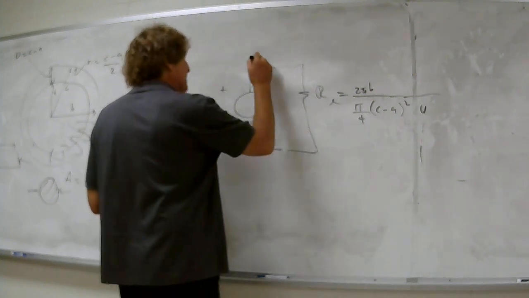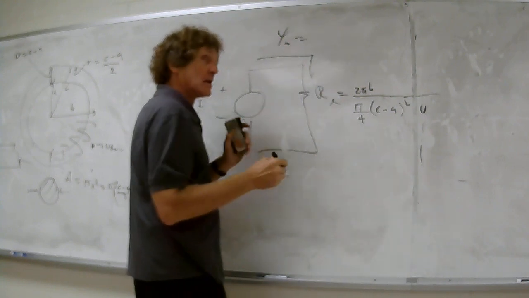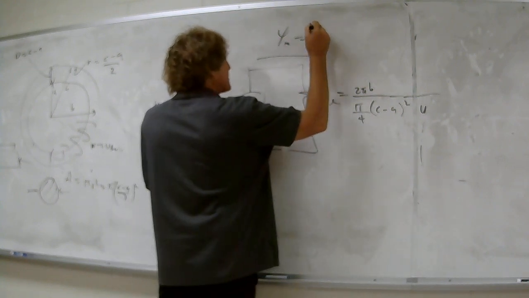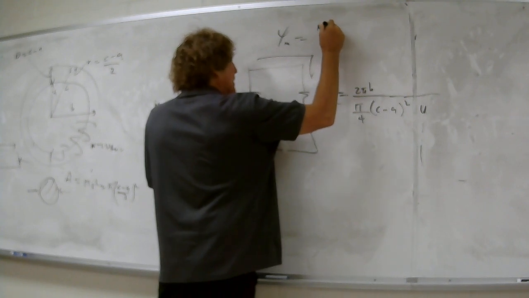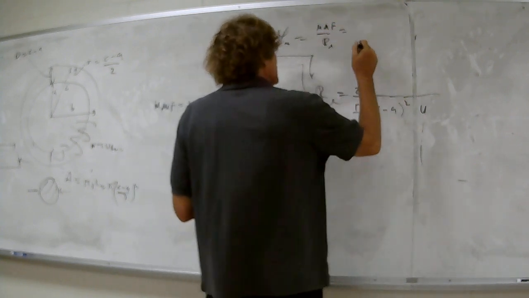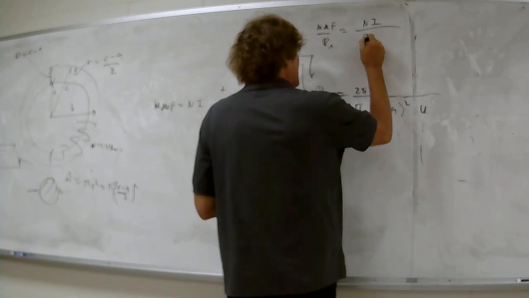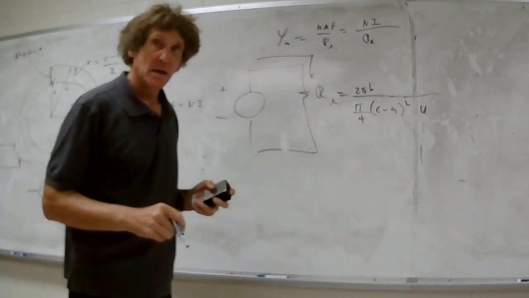Next thing we need is the amount of flux flowing. Magnetic flux is like current, so it's just going to be the MMF divided by the reluctance. You can write it down: it's N times I over this reluctance. I'm going to leave it as just R_L for now, okay?